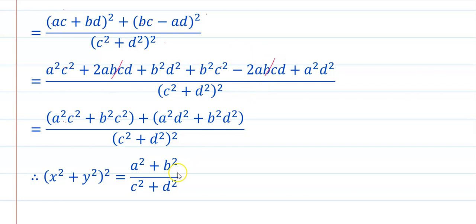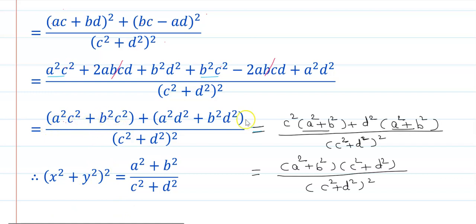Both of them got cancelled. We are collecting these two terms, this one and this one. Which are remaining now? B square D square plus A square D square, a square d square plus b square d square. Again split this up. See this here, x square plus y square bracket square is equal to. From this bracket you can take C square as common, then in the bracket you will get A square plus B square. From the second, D square is common, then in the bracket A square plus B square.